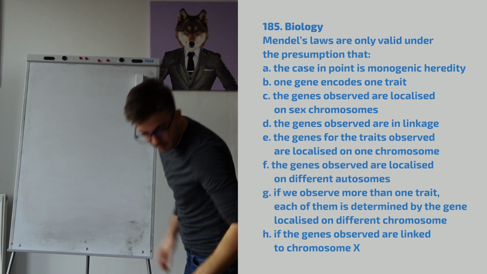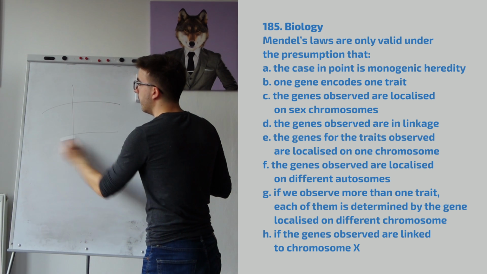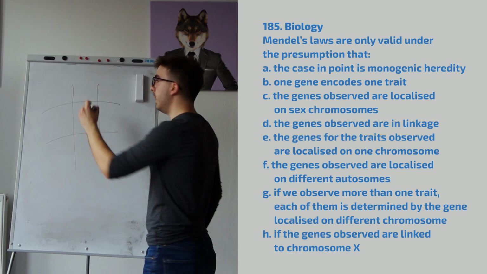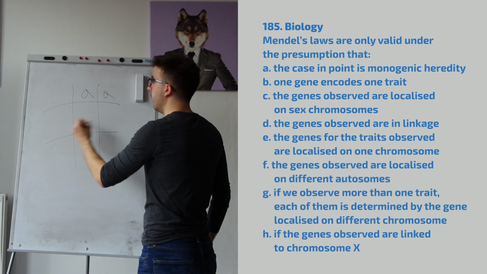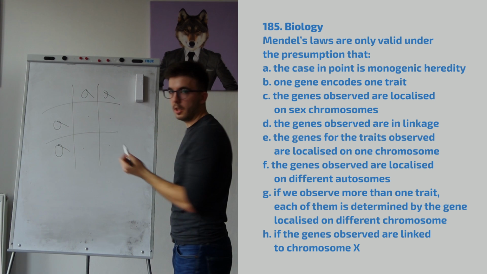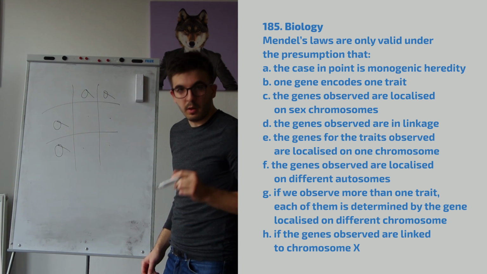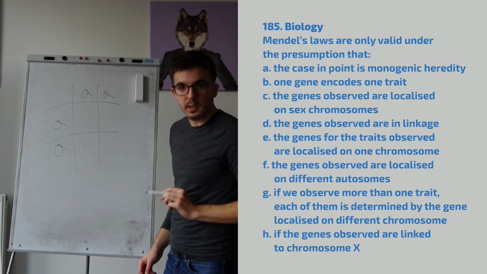And now the only answer remaining, G, well, this one you should see without even drawing. It's going to be a homozygote recessive and a homozygote recessive. And all of these are going to be homozygote recessive. So just to recapitulate, the correct answers are C, D, E, and G.